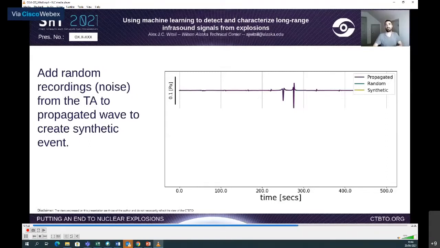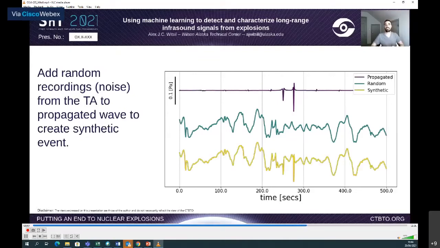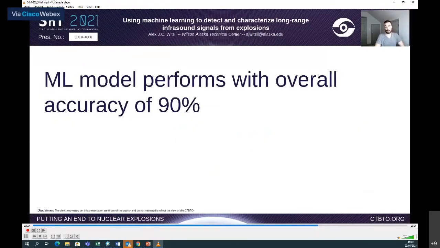And in order to, for lack of a better word, make this more realistic, we decided to take randomly recorded data from the Transportable Array and add that randomly recorded data to that propagated wave to create what we consider a synthetic event, which is this last waveform plotted in yellow. And without going into any details, we used these 28,000 synthetic data to train a machine learning model. And when we did that, we found that it worked reasonably well.